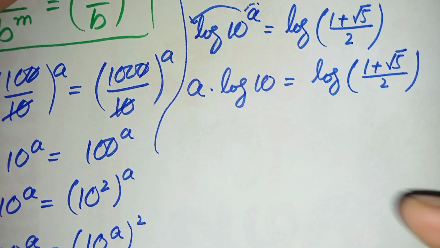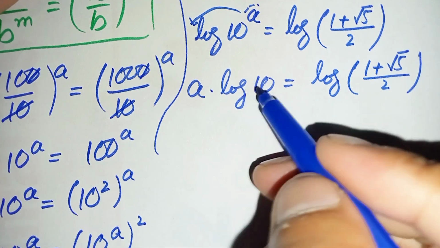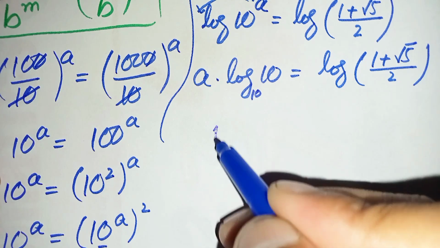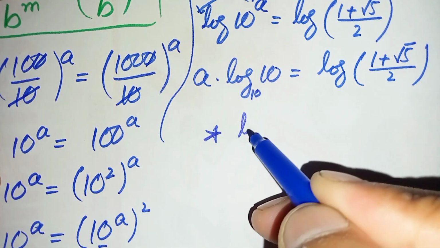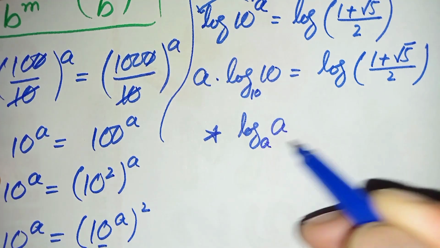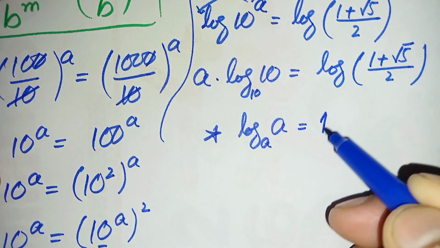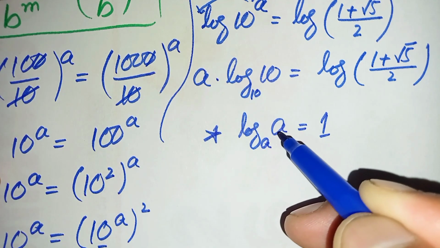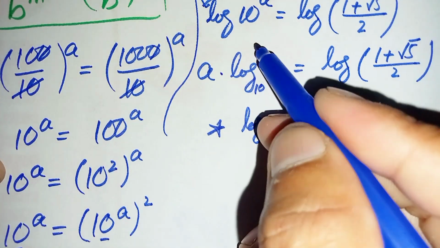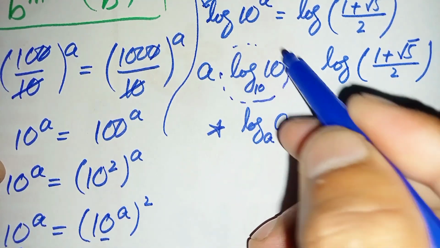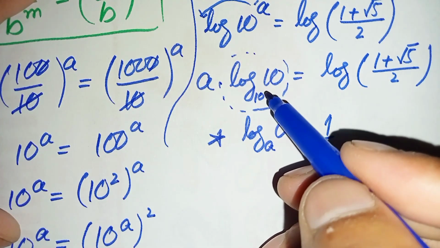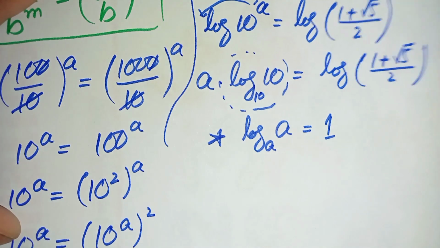Now this is a common log, and we know that a common log always has base 10, and we also know that log of any number with the same base is always equal to 1. It may be 10, maybe 5, maybe 4 and maybe 1. So here log of 10 with base 10 is equal to 1. So we will replace this by 1, and multiplying 1 with a gives a.